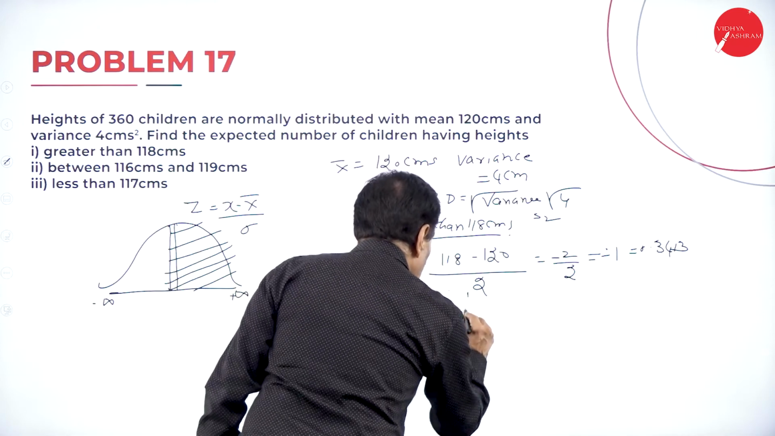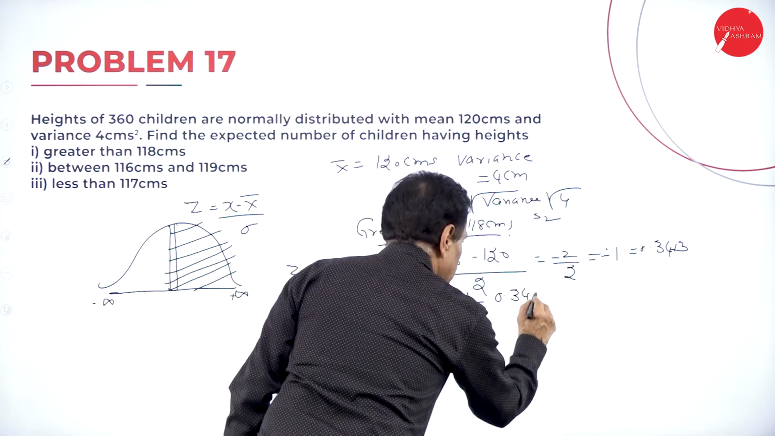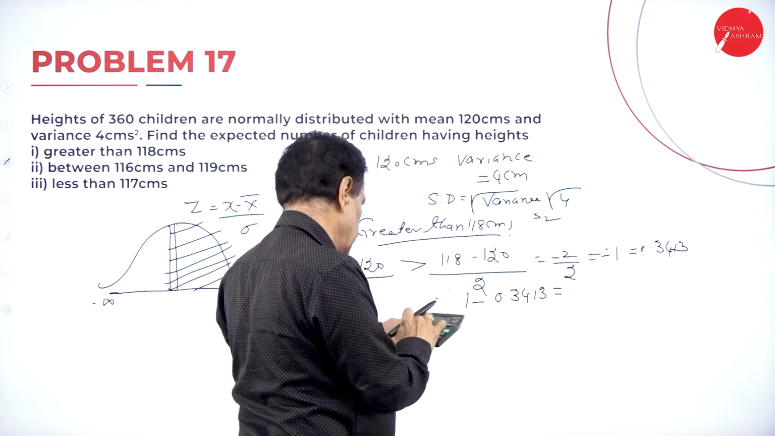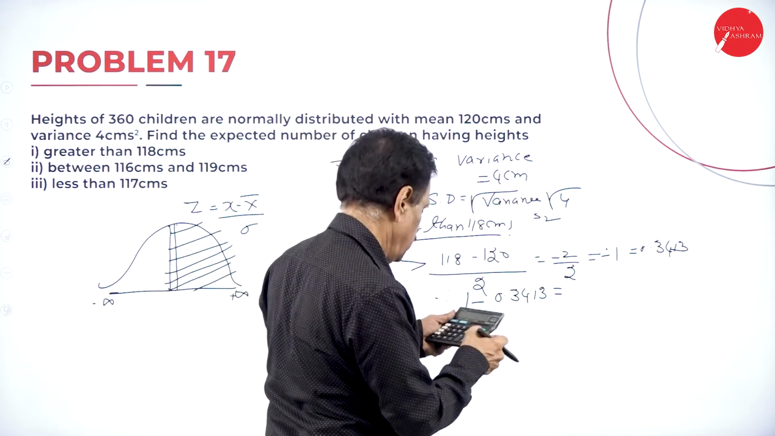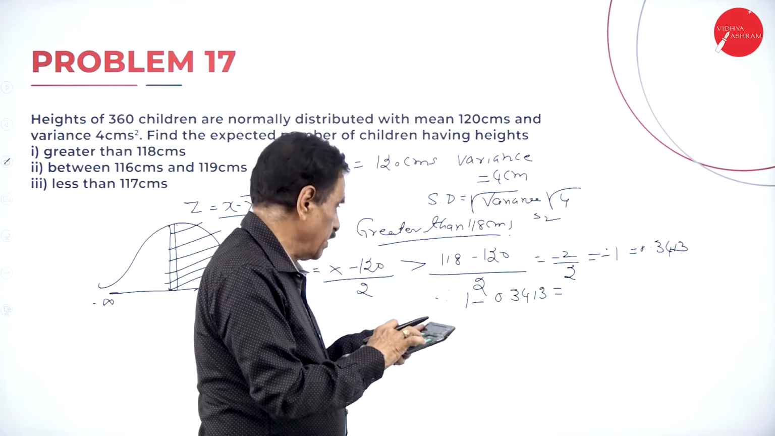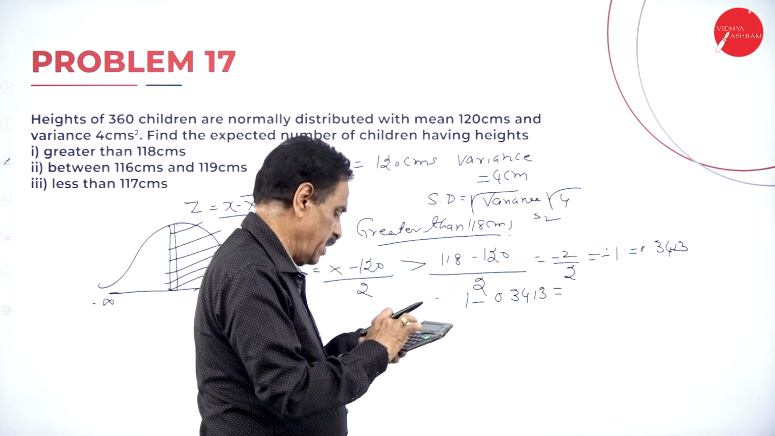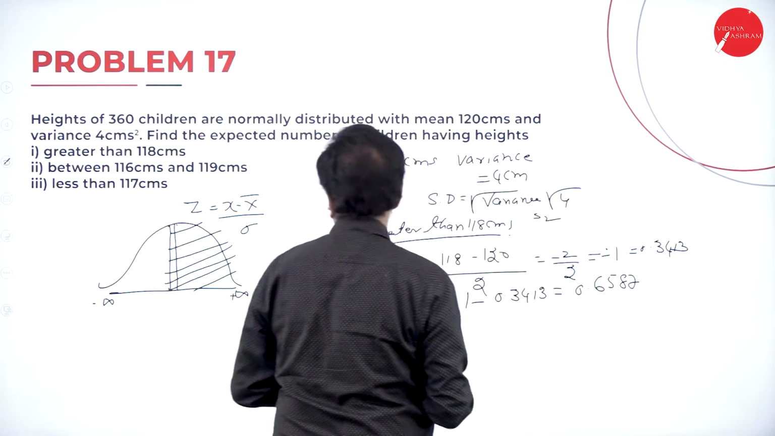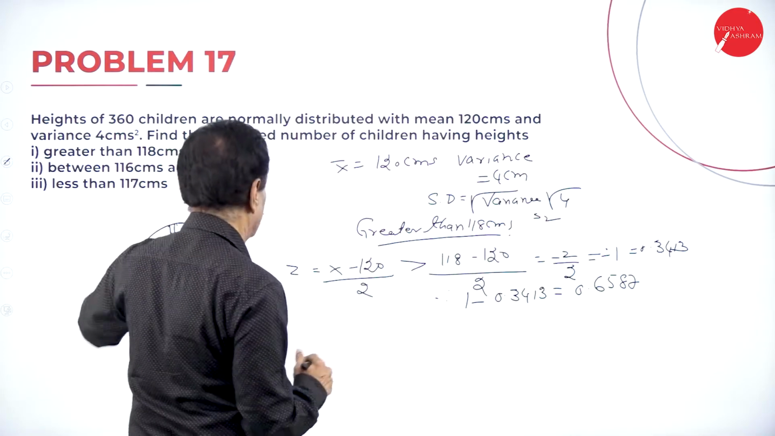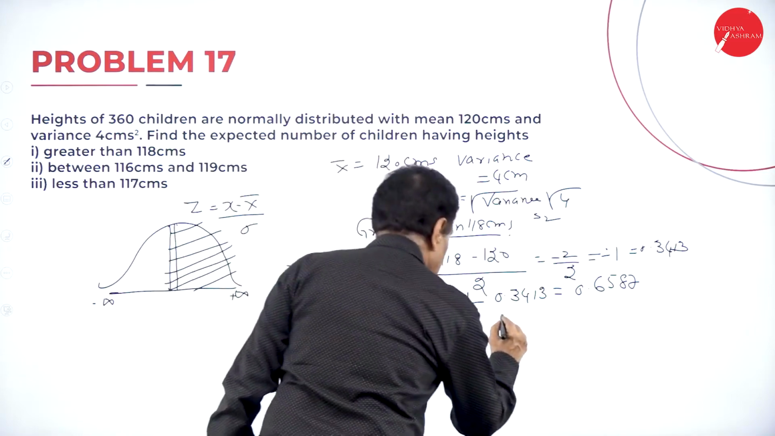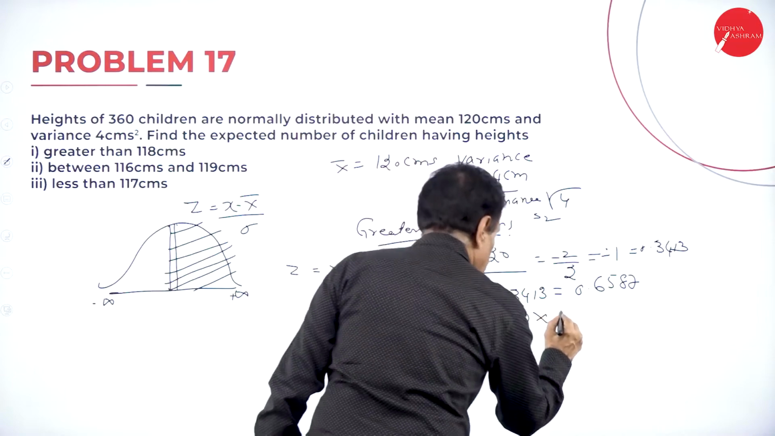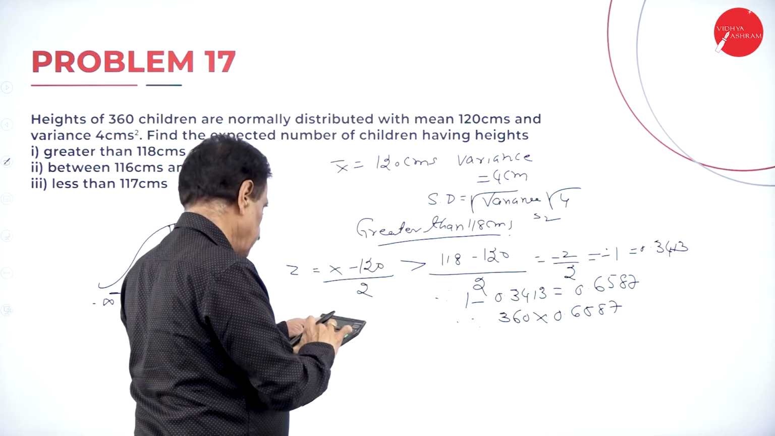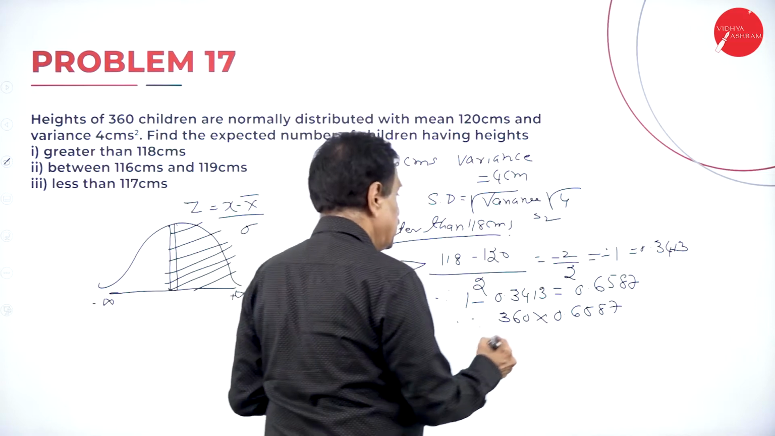Therefore, 1 minus 0.3413 is 0.6587, and the number of students is 360. So 360 into 0.6587 gives 237 students.